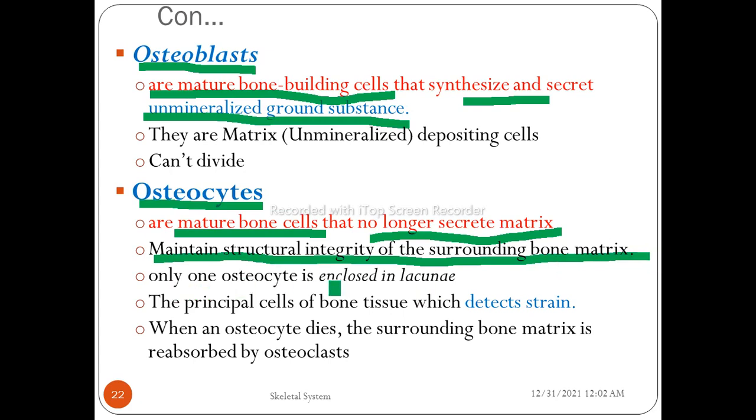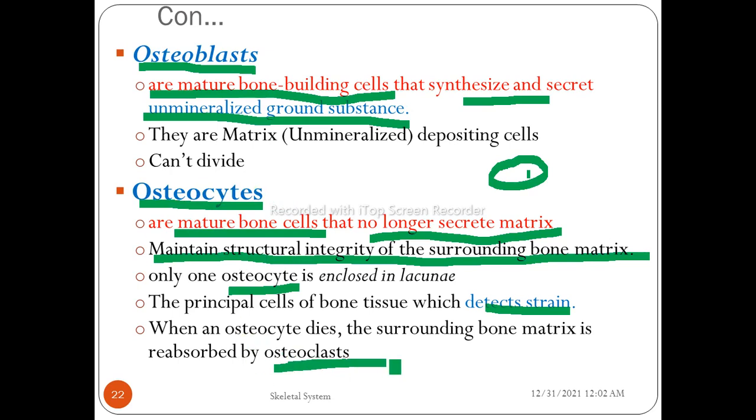Only one osteocyte is enclosed in a lacuna. As I told you, in bones there are locations called lacunae, and in each lacuna there is one osteocyte. These are the principal cells of bone tissue, and an important function of osteocytes is to detect strain. When osteocytes die, the surrounding bone matrix is reabsorbed by osteoclasts.